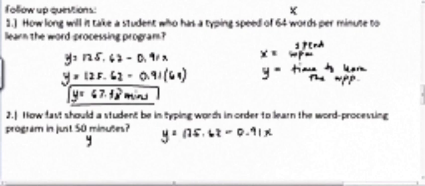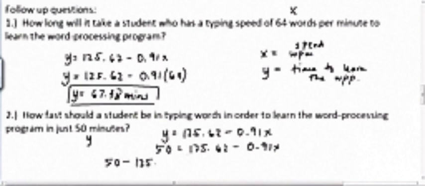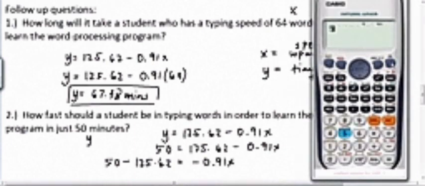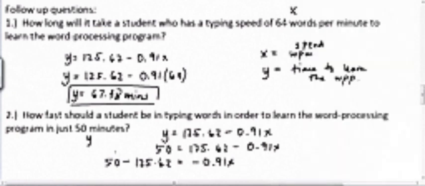But I will replace the y. So, I will have 50 here equals 125.62 minus 0.91x. So, to get the value of x, of course, you move this 125.62. It becomes negative from positive. So, 50 minus 125.62 equals negative 0.91x. Okay, so 50 minus 125.62 is negative 75.62. So, the answer here is negative 75.62 equals negative 0.91x.